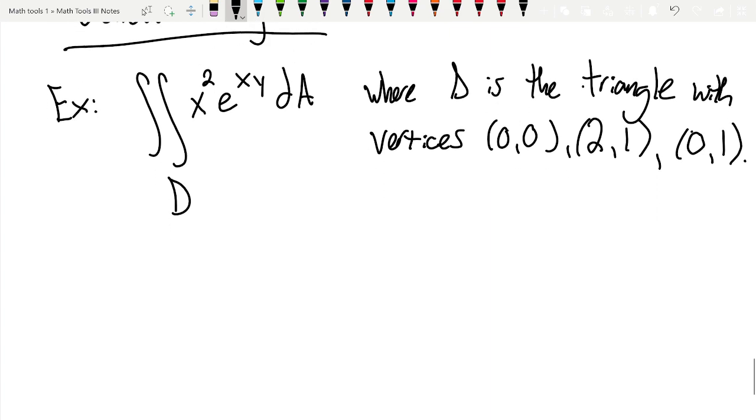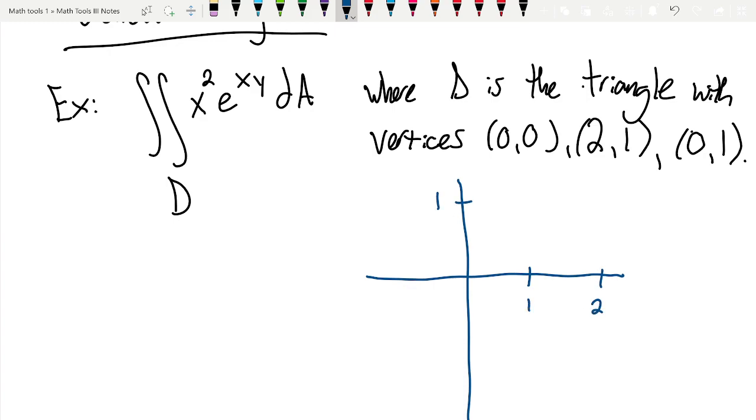So as usual, we want to start by drawing this out. I'll go ahead and make the scale a little bit large here. So we'll say that's 1, that's 2, that's 1, so we're not squished in there. So (0, 1), (0, 0), and (2, 1). So this is the region that we're looking at then.